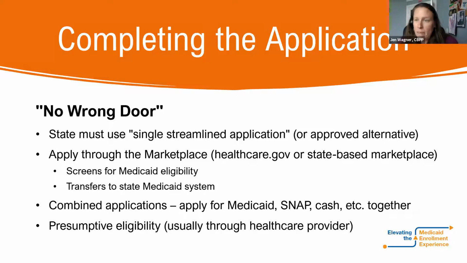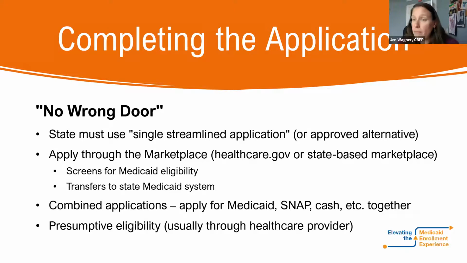So that's what the Medicaid application often looks like, but there are some variations on this. People can also apply through the marketplace, and that could be through healthcare.gov, the FFM, or through a state-based marketplace. While that's normally geared towards higher income individuals, those marketplaces must screen for Medicaid eligibility first. If they determine that somebody is likely Medicaid eligible, they transfer that application over to the state Medicaid system for processing. That's part of this no wrong door theory, that no matter where you go, you end up in the right place.